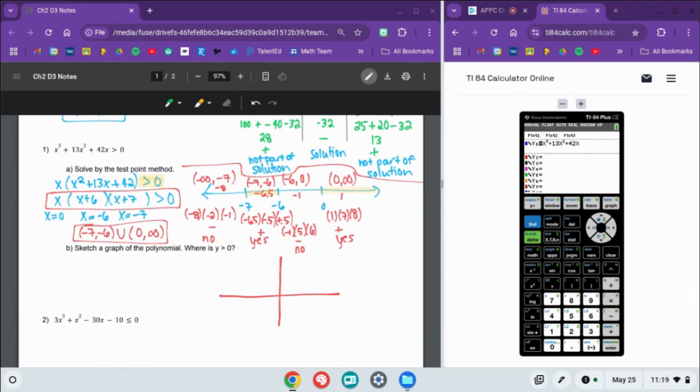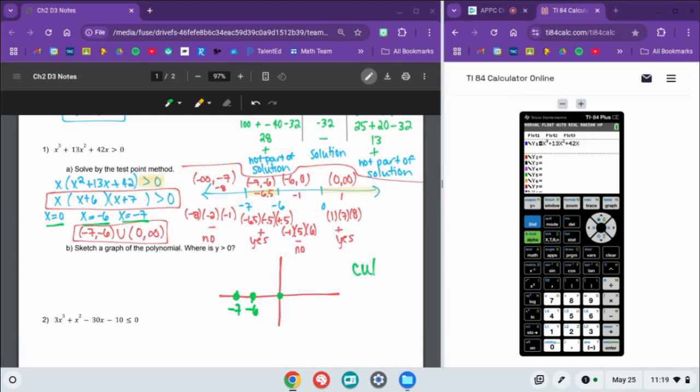So I know that my x-intercepts are at 0, -6, and -7. So I know that my graph should cross through those two locations. I also have one at exactly 0. All right, and I also know that it's a cubic function.